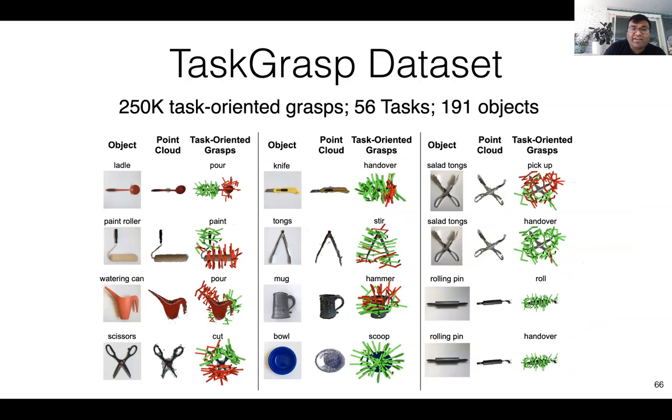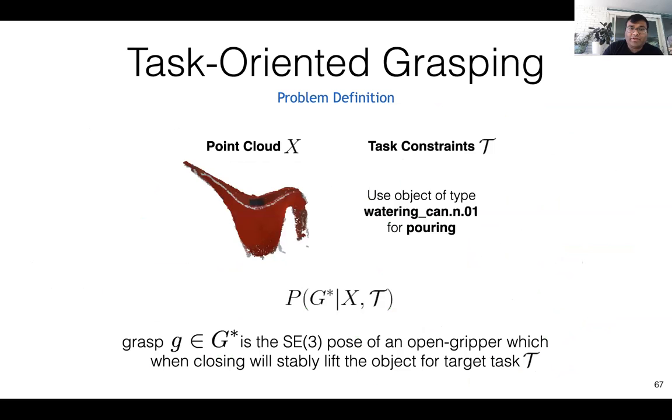As you can see, we have a ladle for pouring, so you should grasp it from the handle. If you're using a mug for hammering, you should not hold it from the opening, you should hold it from the handle. Ball for scooping. So you can see we have a wide variety of tasks for a wide variety of objects labeled in this data set.